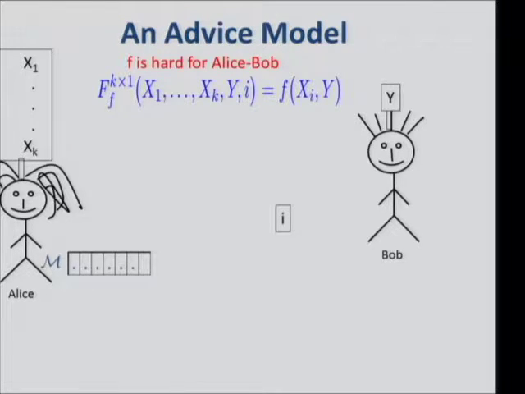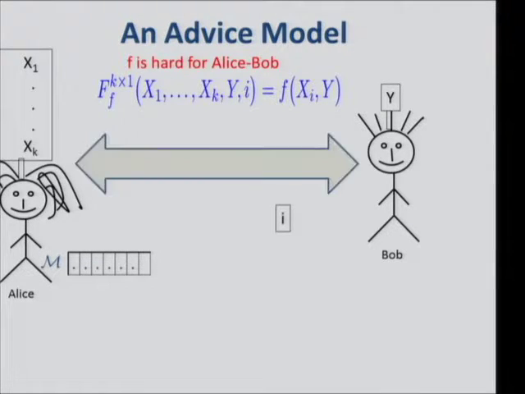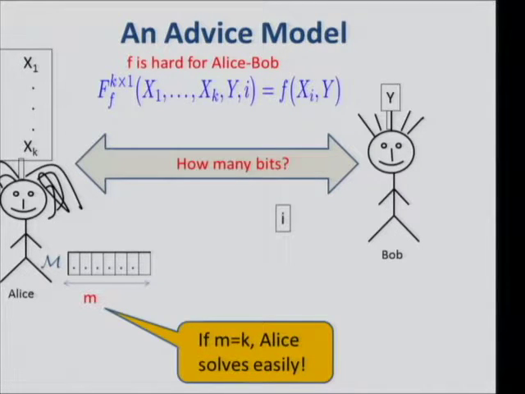Alice has this advice, and now the question is, how much do Alice and Bob need to communicate, given Charlie's private advice to Alice, to solve the same problem? Okay. So now they communicate with each other, and this is a standard bipartite communication phase. How many bits do they need to communicate? So if f, the base function small f, was hard, the question is, can Charlie meaningfully give a short advice that helps Alice and Bob to solve the problem? Of course, how many bits will depend on how much advice Charlie is allowed to give.